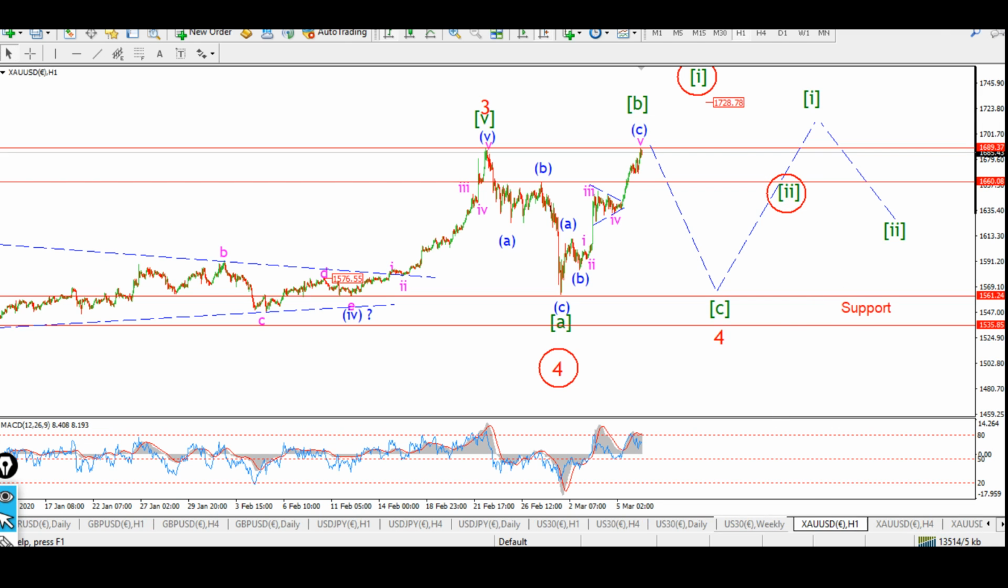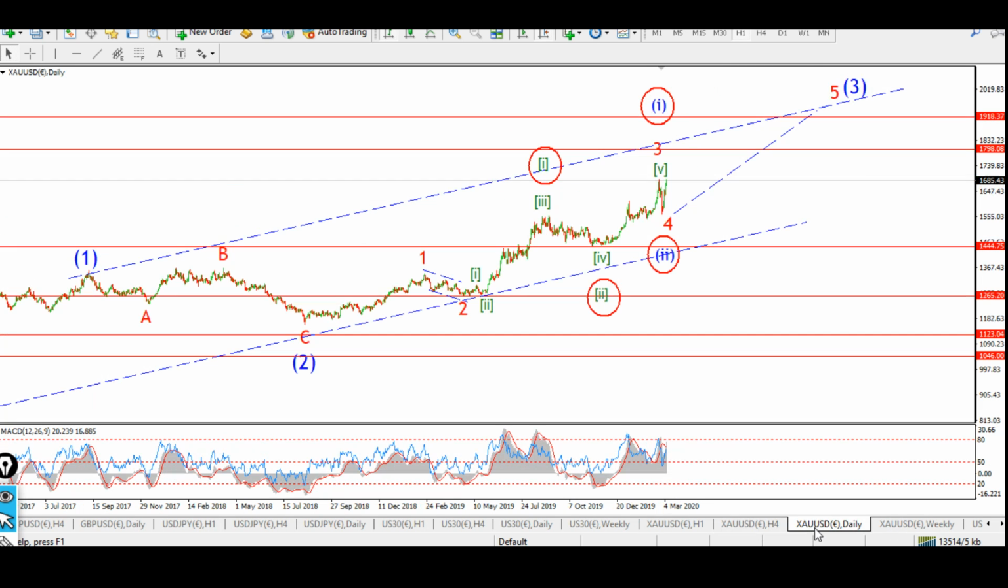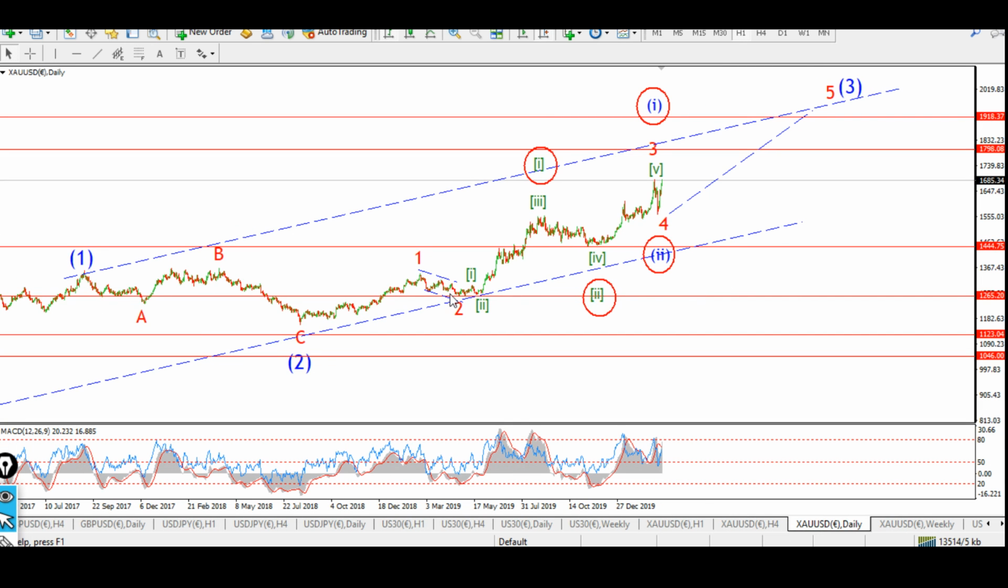Actually, let's get to the daily chart here. You can see here we've got a series of 2 different bullish counts. The recent decline has been fully retraced now. So in general, the bullish count is still in play, but the alternate count is still as likely.